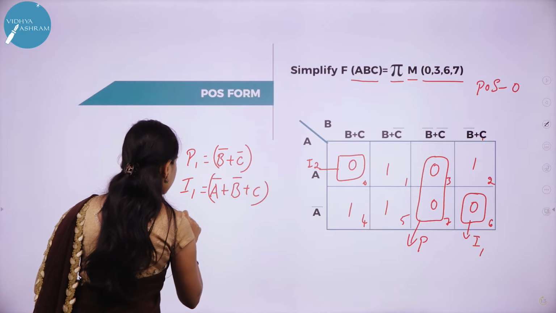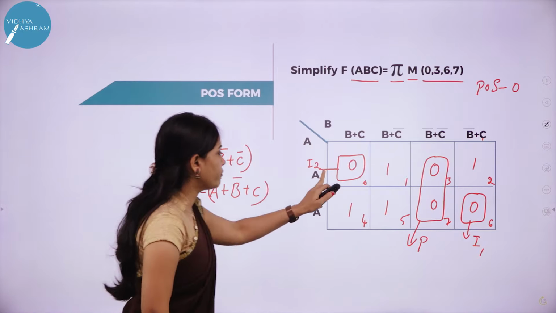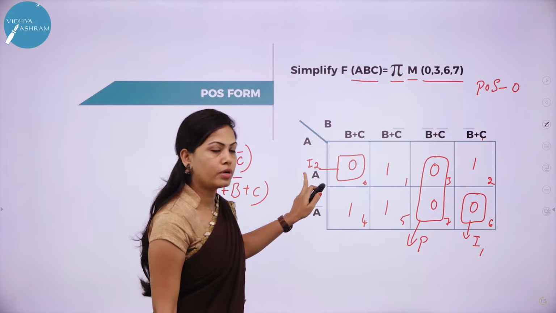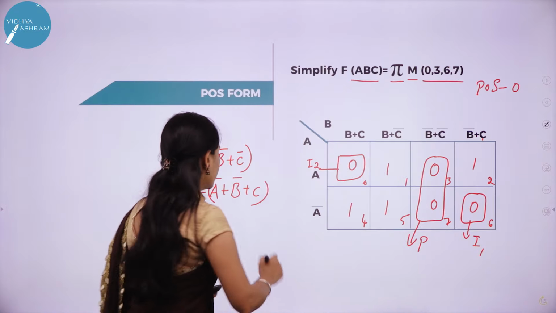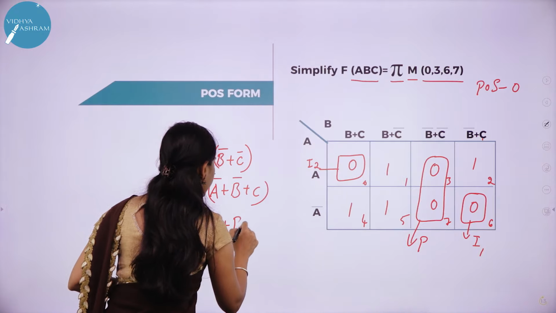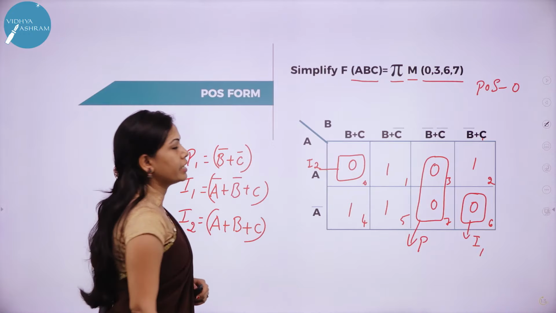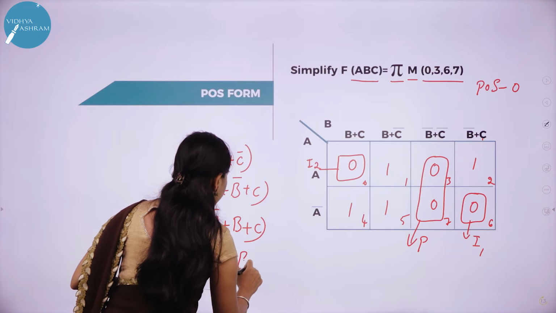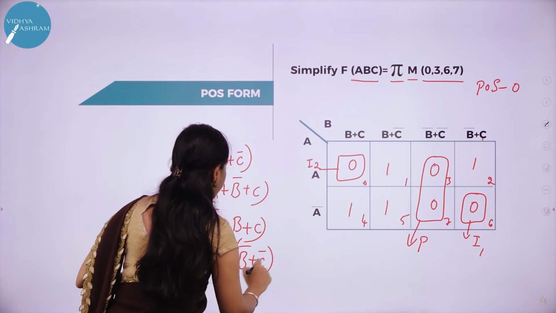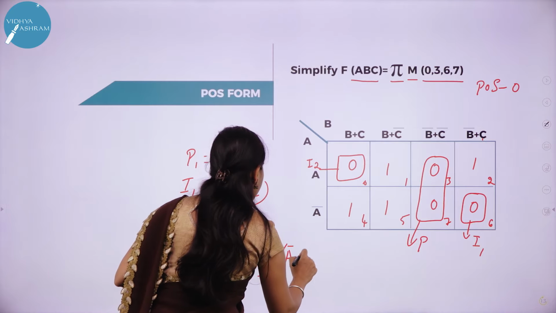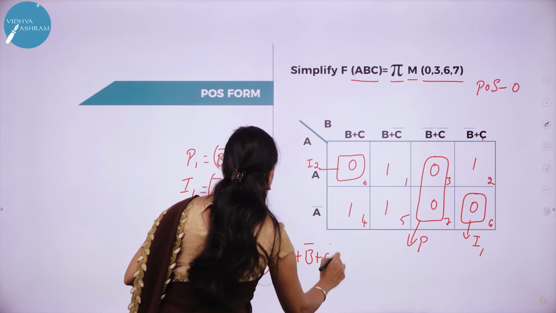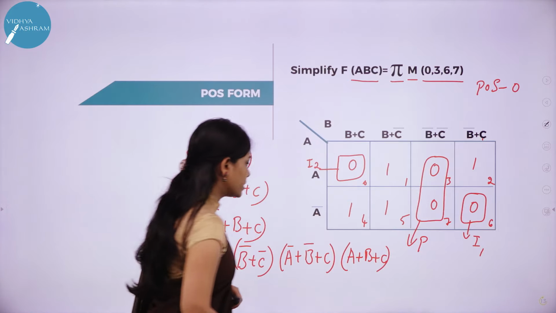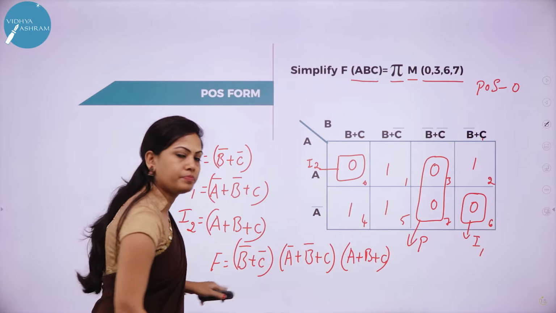And I2. The common factor is A plus B plus C. A is common in the row and B plus C is common in the column. So A plus B plus C. So what is the final expression? F is equal to B bar plus C bar, into A bar plus B bar plus C, into A plus B plus C. This is product of sum.